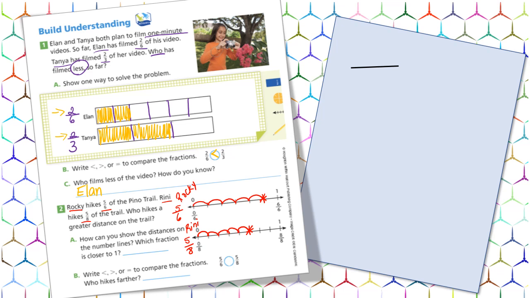So A, how can you show the distances on the number lines? Well, we can show it by counting by the unit fraction until we get to the fraction of the trail that they've hiked. And which fraction is closer to 1? Well, Rocky's here, and Rini's here, and you see where the 1 is, so who's closer? Rocky.